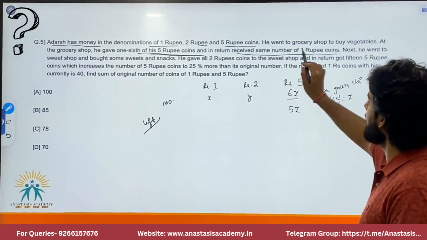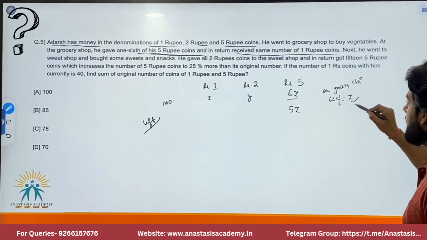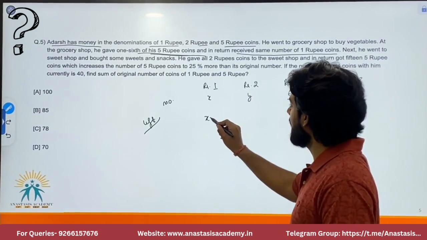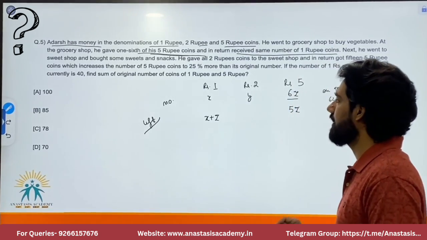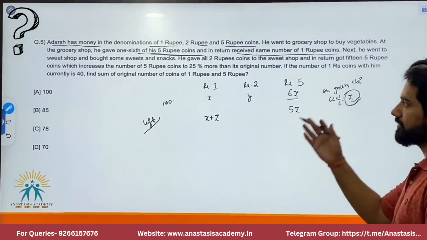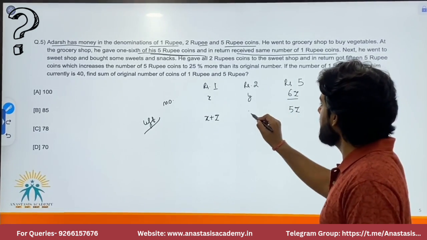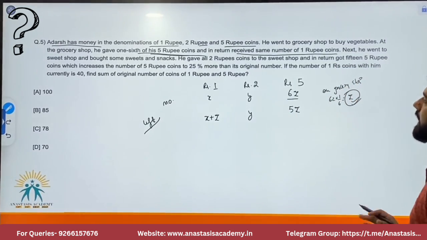And he received the same number of 1 rupee coins. He received Z number of 1 rupee coins. So 1 rupee coins become X plus Z after the visit at the grocery shop. Number of 2 rupee coins were 2Y.